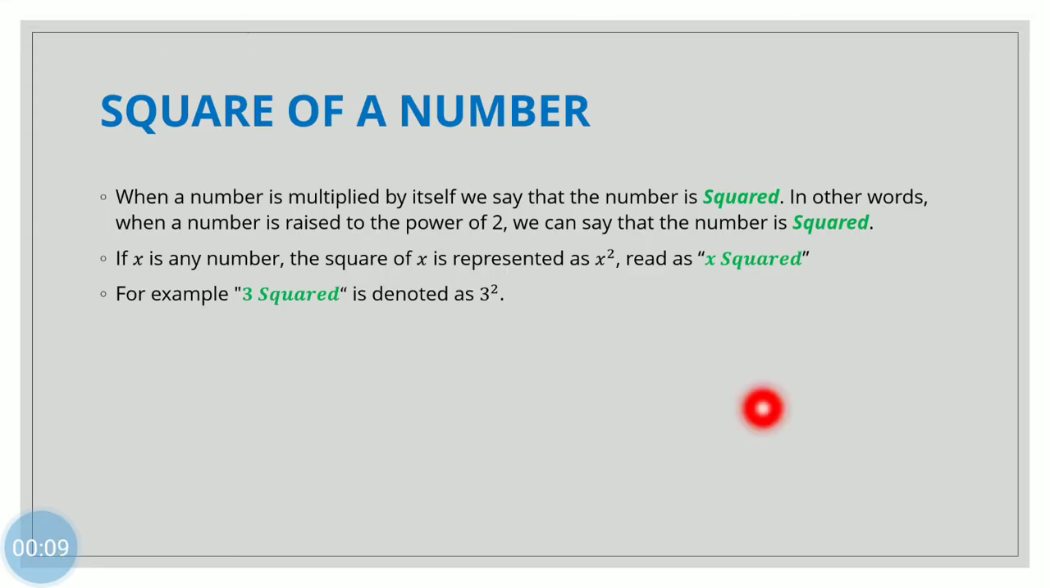Square of a number. When a number is multiplied by itself, we say that the number is squared. In other words, when a number is raised to the power of 2, we can say that the number is squared. If x is any number, the square of x is represented as x², read as x squared. For example, 3 squared is denoted as 3 raised to the power 2.